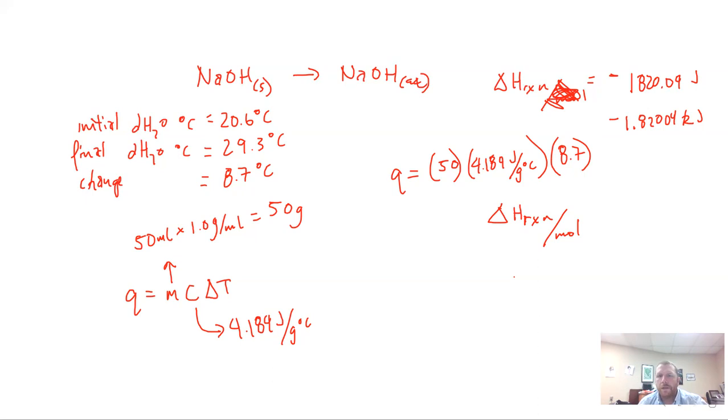And what is my molar mass of sodium hydroxide? My molar mass of sodium hydroxide is 40. So 2 divided by 40 is 0.05 moles. So I'll take this number right here and divide it by 0.05 moles. And that's going to ultimately give me, where's my calculator?